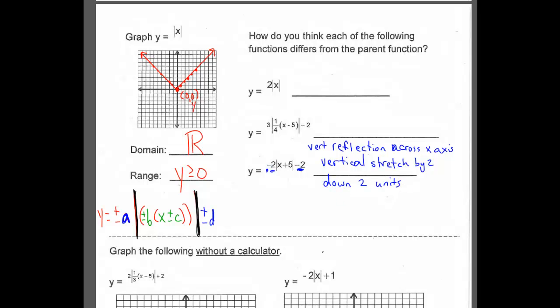Now let's look at our horizontal movement. There's only one. The graph is moving to the left 5 units. Remember, x's are liars.